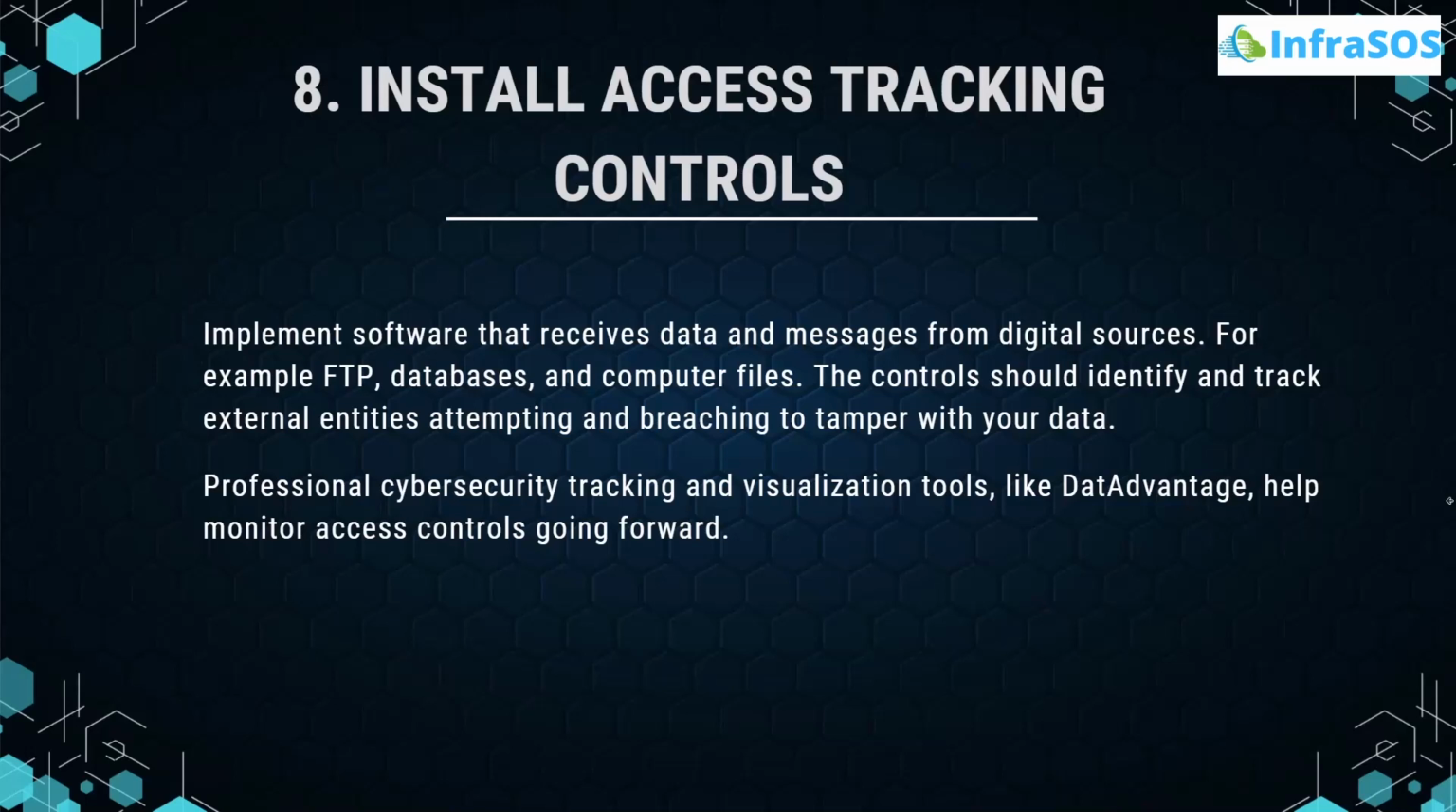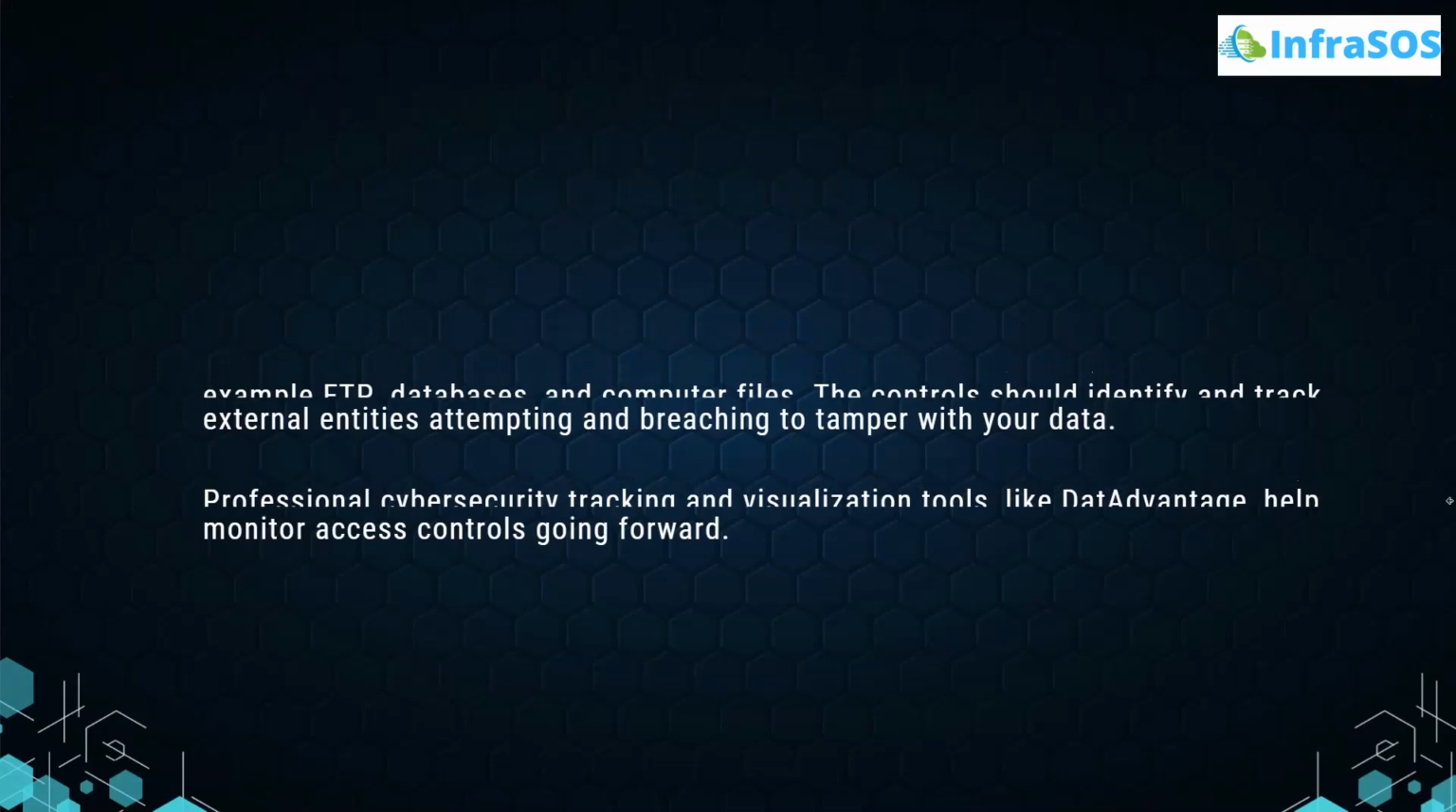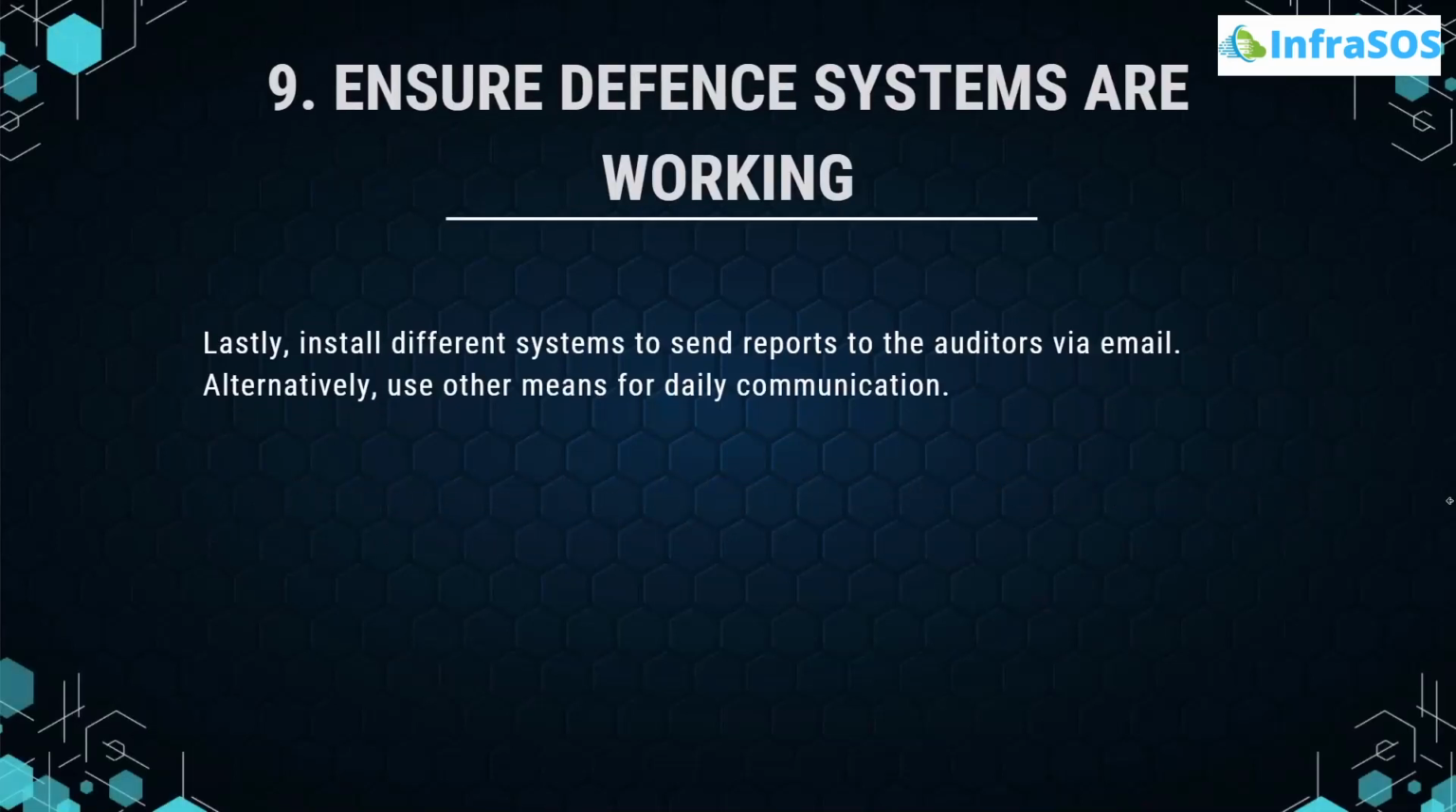Anyways, number 9 on our checklist and the last one is to ensure defense systems are working. Well, this one is also pretty straightforward. Simply install different systems to send reports to the auditors via email. Alternatively, use other means for daily communications. And do not forget to grant the auditor's systems access to view data without alteration.